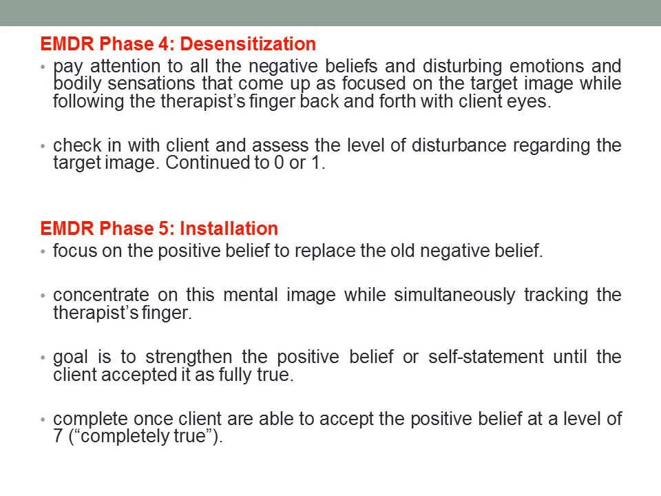After each set of rapid eye movements, the therapist will ask the client to rate the positive belief on the 7-point VOC scale, which gives the therapist a concrete measure of how the client is progressing. The installation phase is complete when clients are able to accept the positive belief at a level of 7, completely true.